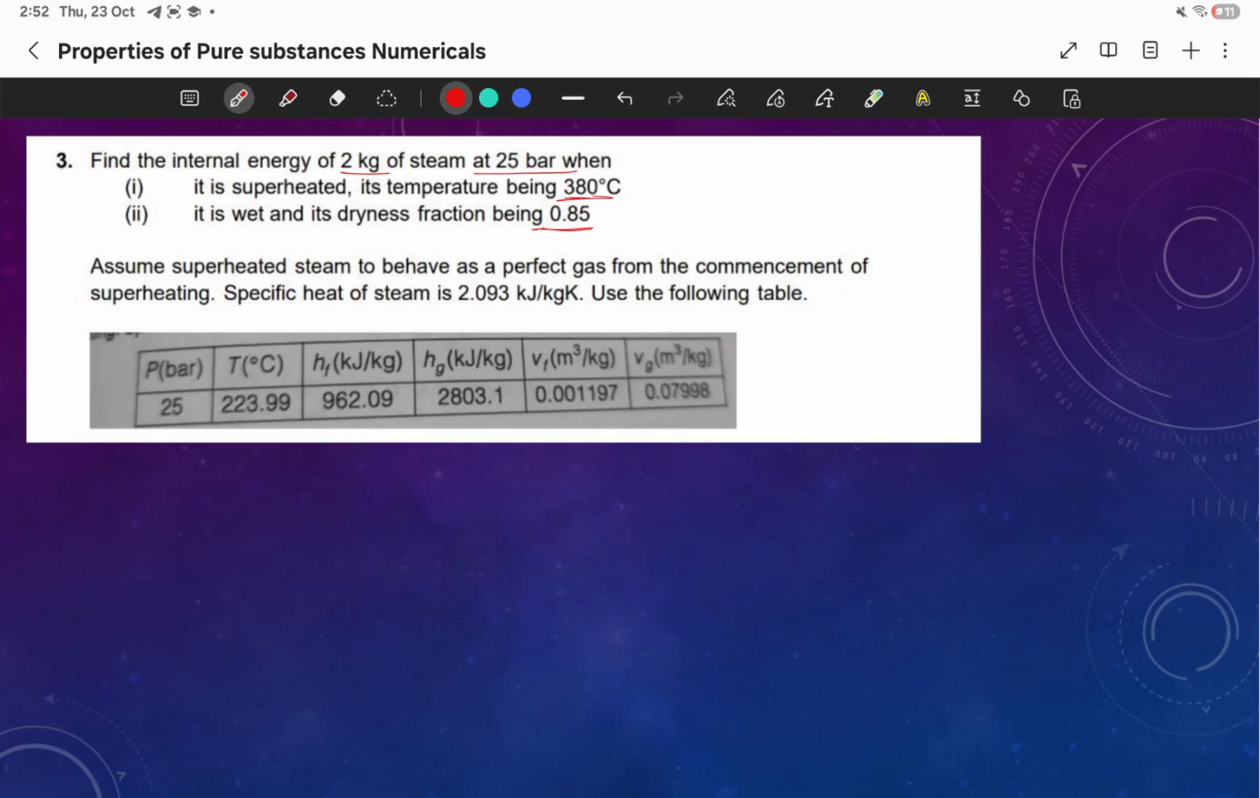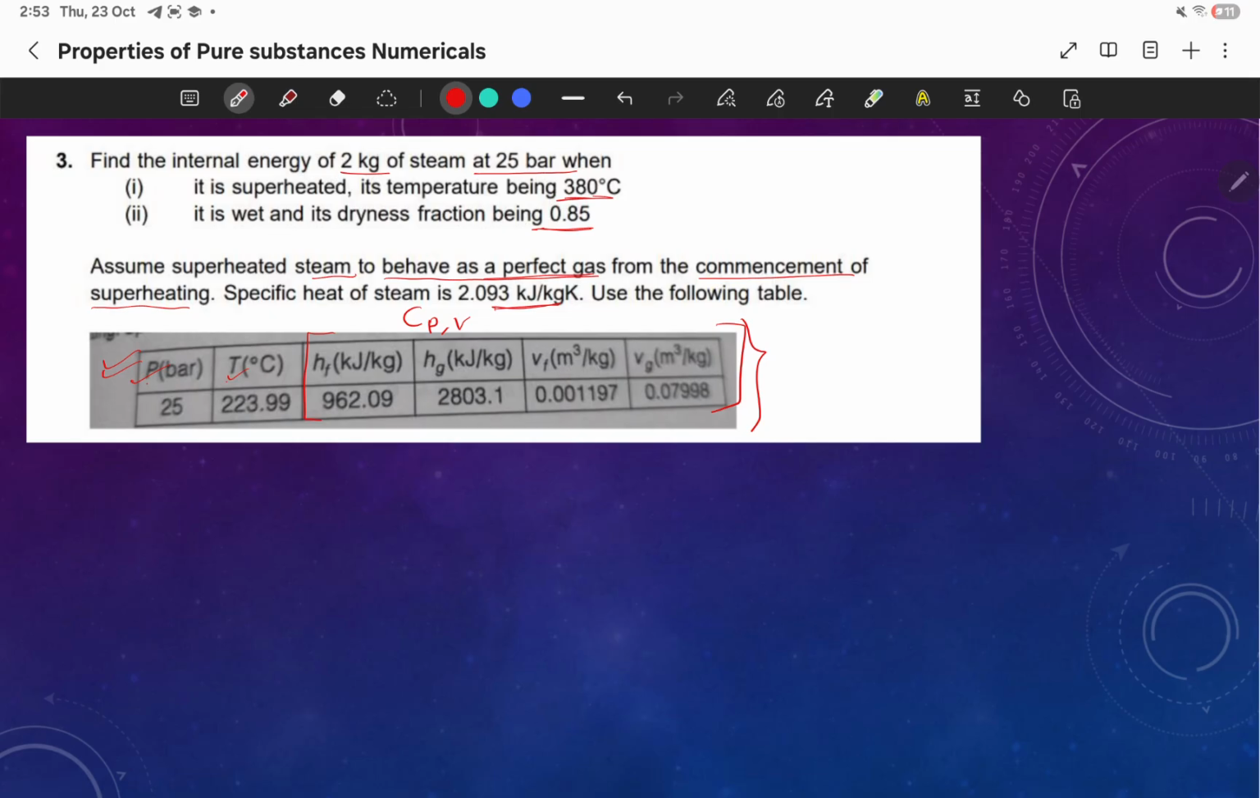let's try to calculate all the values. Internal energy, it is asking. Assume superheated steam to behave as a perfect gas from the commencement of the superheating. Specific heat of the steam, this is what Cp vapor is, this much. Use the following steam table. So these values we have given. So at particular pressure and temperature we have given these values. Okay, in steam table, if two thermodynamic properties are fixed, pressure and temperature, or pressure and dryness fraction, we can calculate all other thermodynamic properties.